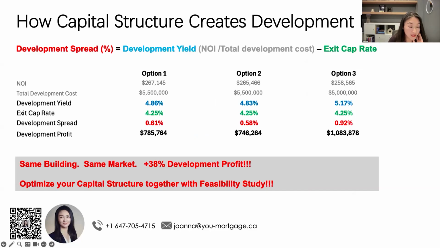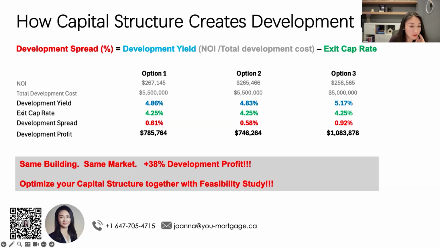So here I just dive a little bit into the development yield, which is a number developers are very familiar with. They want to get a higher development yield, right? The spread usually represents the development profit of a project. This is development yield minus the exit cap rate. So, just a little bit of explanation of the development yield: it is the net operating income divided by total development cost.